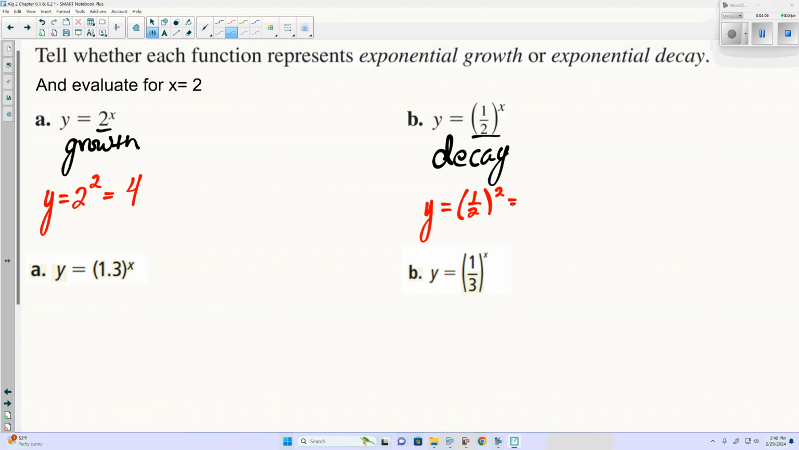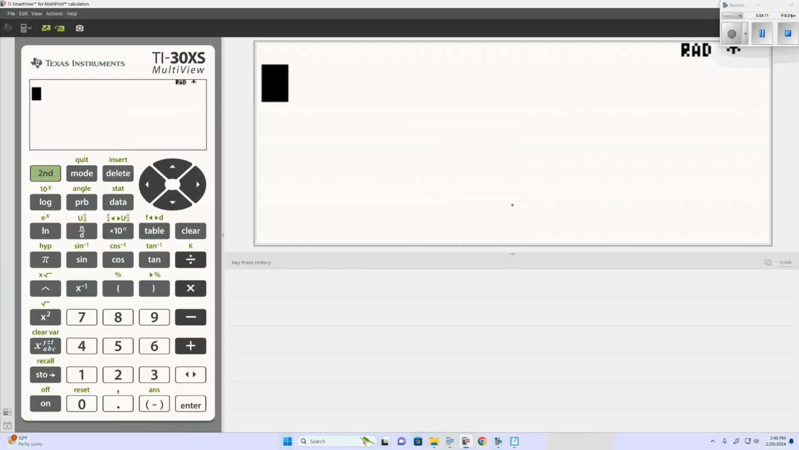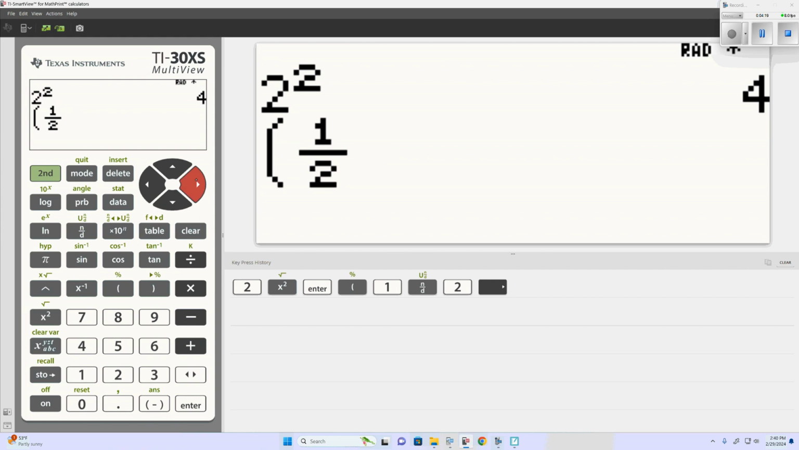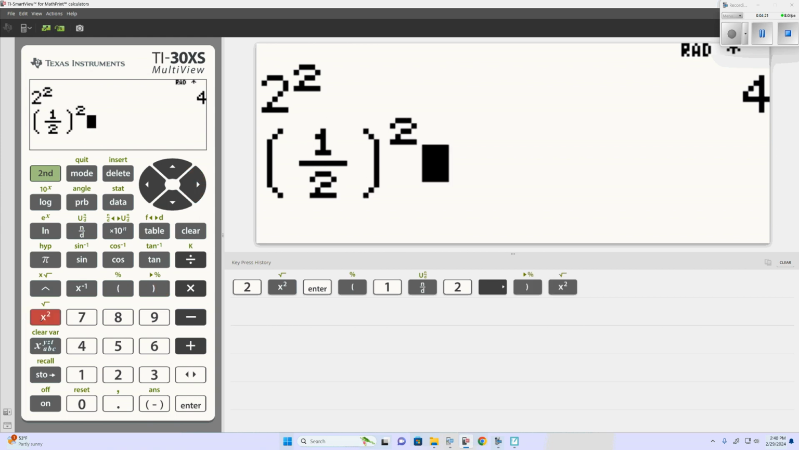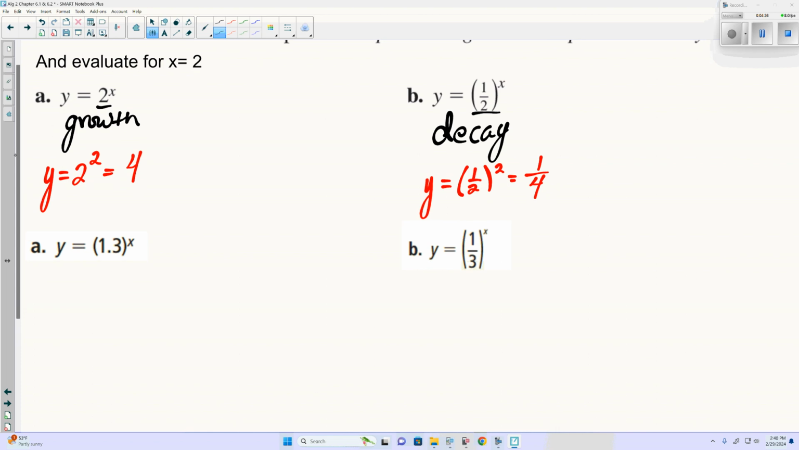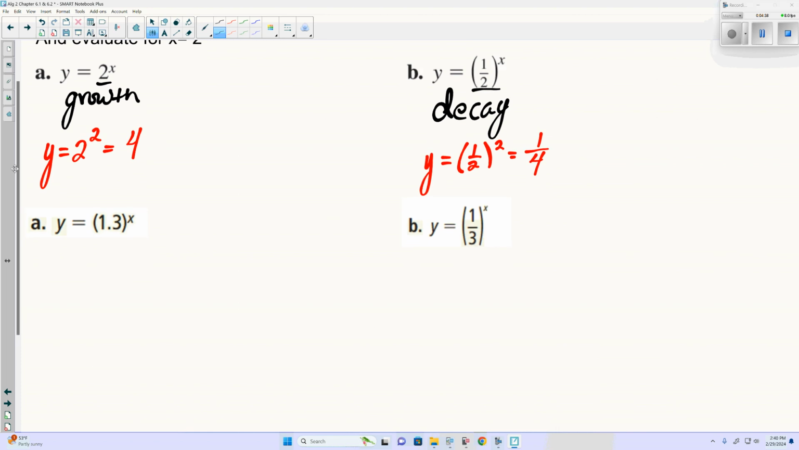Now we don't have to always do these by hand. We could have done the first one in the calculator, because I could say 2 squared is 4. Or we can say 1 half squared is 1/4. Questions on A or B before we look at the next ones? Be good with these so far.